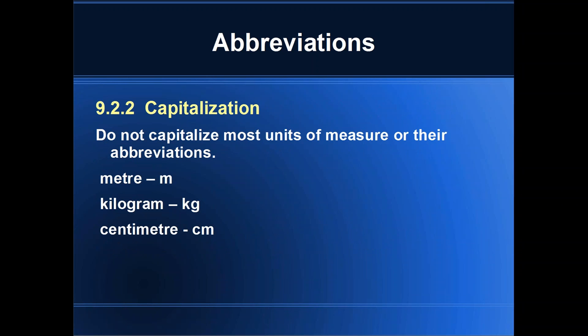So capitalization, of course, again, I do still get this even in the practicum where people are not capitalizing property. And we're just going to zoom through these because I think they're probably fairly intuitive. So 9.2.2 on capitalization says do not capitalize most units of measure or their abbreviations. And I think actually it probably should say metric units of measure there. But generally speaking, sorry, let me just go forward.